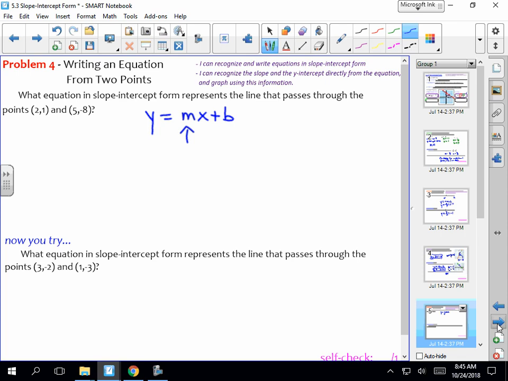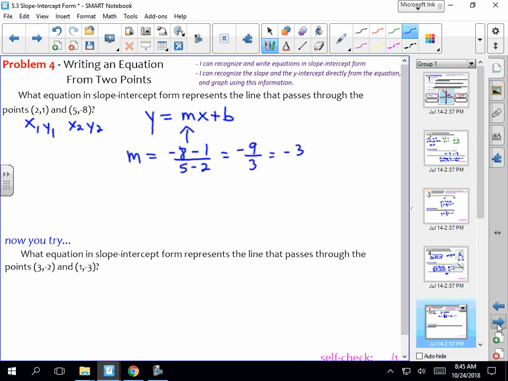Yep, minus the y's, minus the x's. So you have to do that. So it's m equals, let's call this x1, y1, and this x2, y2. So it'd be negative 8 minus 1 over 5 minus 2. I'm going to simplify that, negative 9 over 3, which is negative 3.